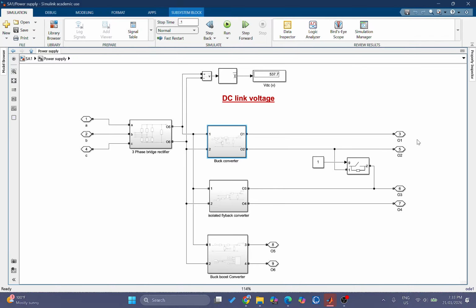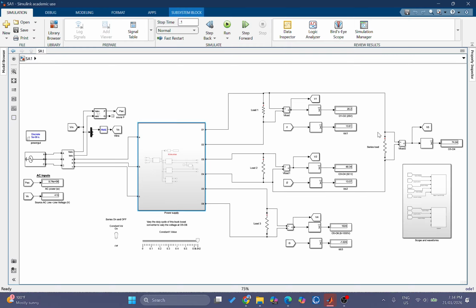I'm using a buck converter for output 1 and output 2. I'm using an isolated flyback converter for output 3 and output 4. And a buck-boost converter is used for output 5 and output 6. And finally, when we connect the buck converter and isolated flyback converter in series, I'm getting another output, combining output 1 to output 4.